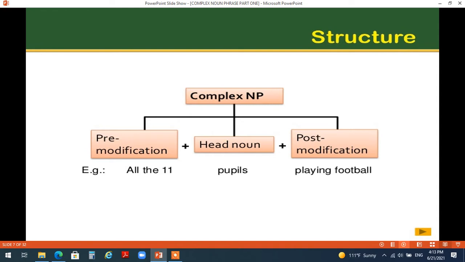عندنا all plus the plus 11. هاي كلها نعتبرها pre-modification لأنها جاءت قبل الاسم. ونفس الاسم اللي هو كلمة pupils جاء بعده وصف معين اللي هو playing football. إذن صار عندي the 2 types of modification here. I have pre-modification and I have post-modification for the same head noun. In this case, I will call this type of noun phrase a complex noun phrase.